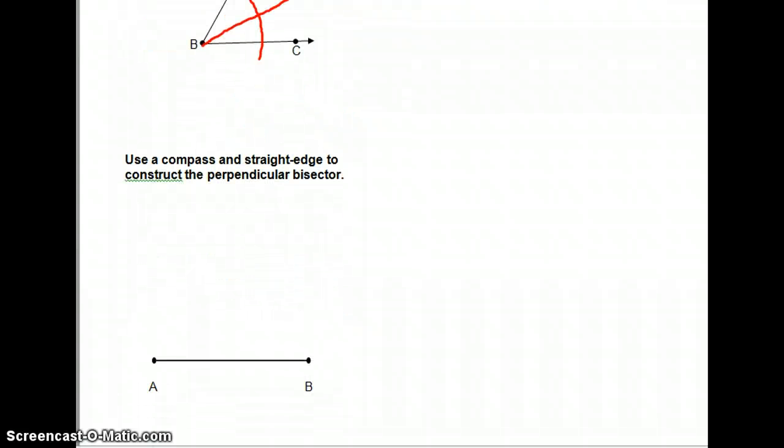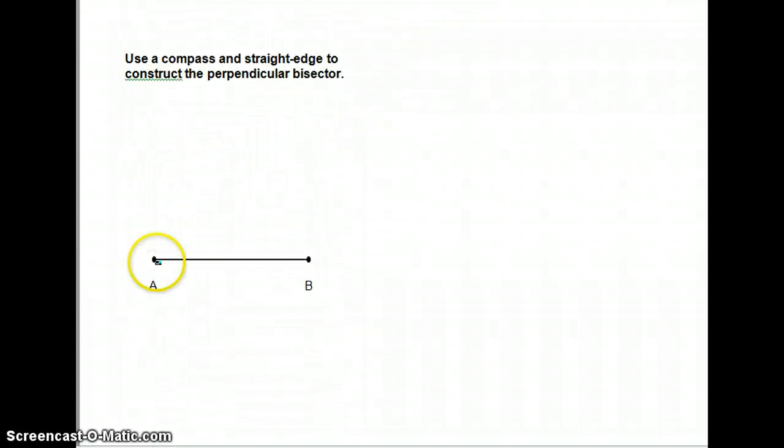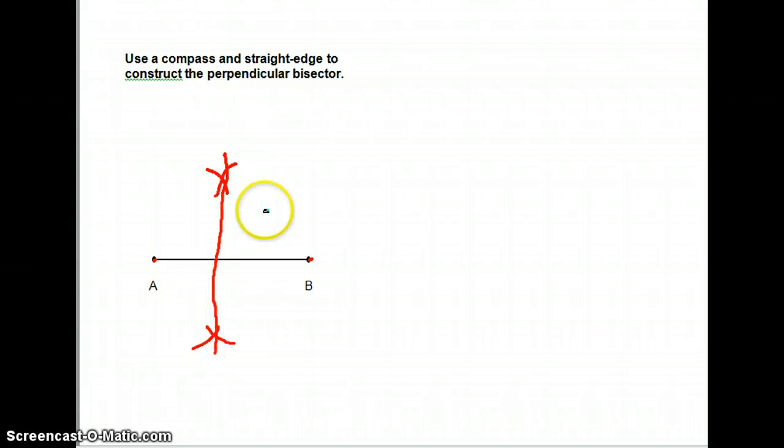For a perpendicular bisector, you put your point on A, put an arc above the line, and bring it down and put one below the line. Then you put your point on B, and make arcs above the line and below the line, and you just draw a line through them. If you had a ruler, it would be a perpendicular bisector. And that is the end of your review.